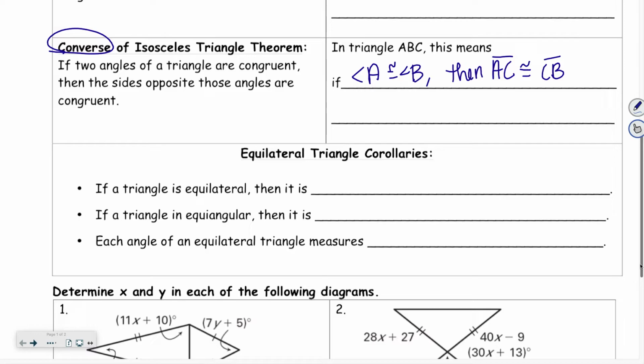Equilateral triangle corollaries. What was a corollary again? Oh, I think it's like the thing you can say because of the theorem. It's like I can say this is true because there's a theorem that tells me this is true.